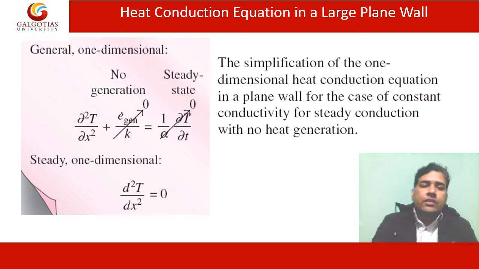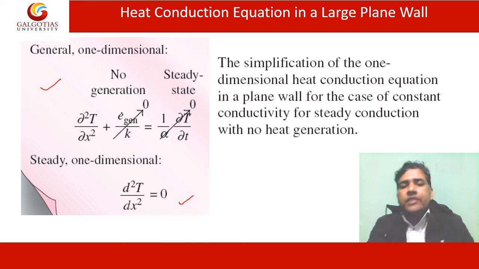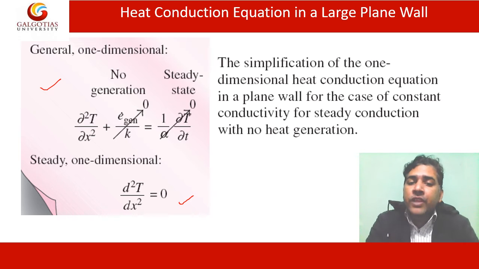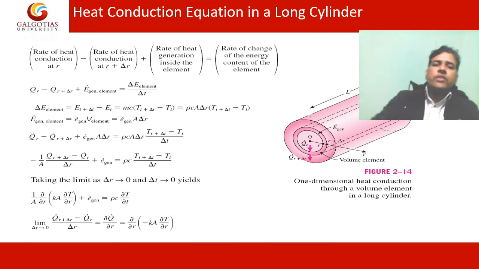Again, in one dimensional, we have already discussed this part of the equation, the simplification of one dimensional. As you can see from here, with no heat generation and steady state, these quantities will become 0, and we obtain this value. This is the simplification of the one dimensional heat conduction equation in a plane wall for the case of constant conductivity, steady conduction with no heat generation. So this is the steady state one dimensional.